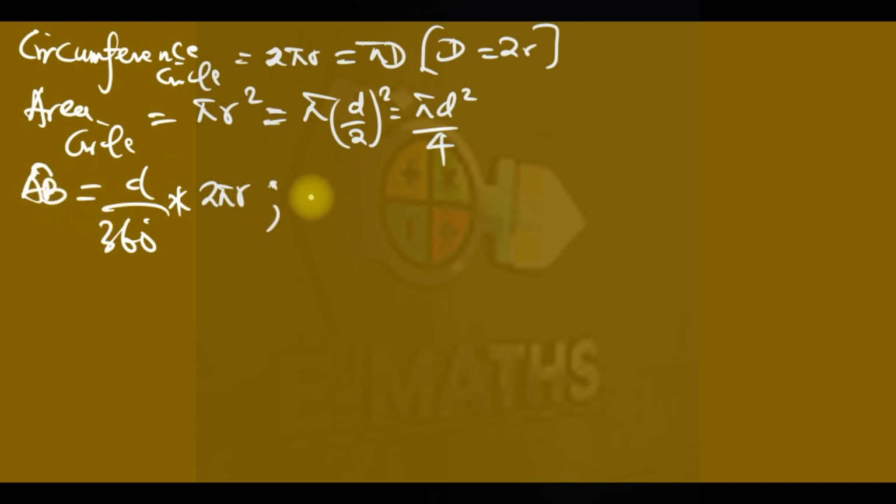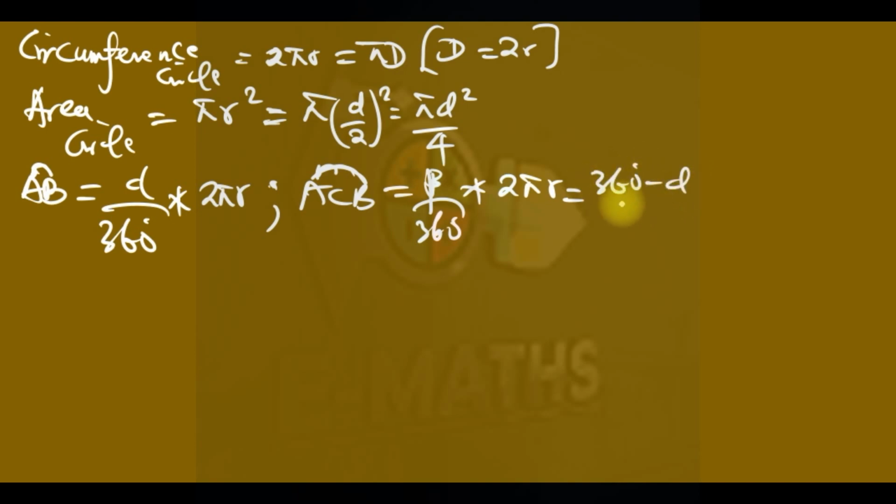But for arc ACB, that's the major one, it is beta over 360 degrees times 2 pi r. And you know, beta could be written as 360 minus alpha. So in most cases, they won't give you beta. They might give you alpha, the angle for the minor arc. So that's the formula for length of arc.